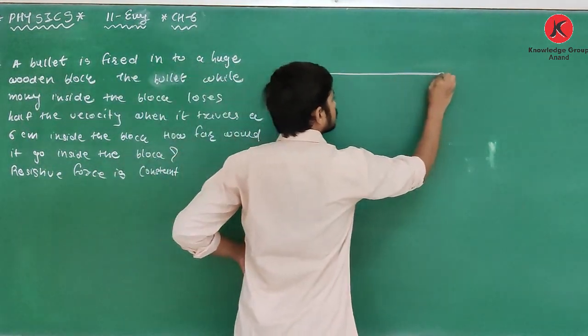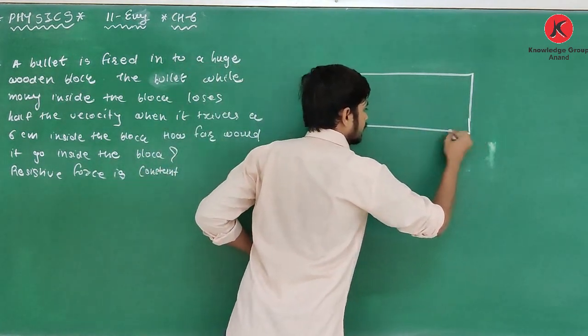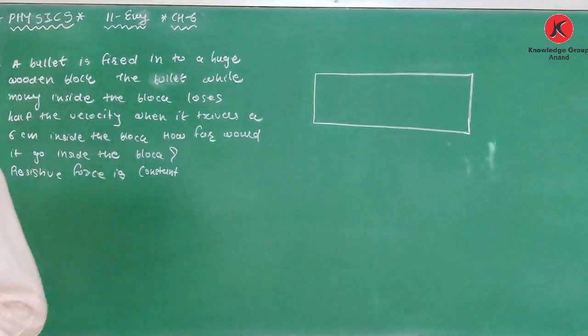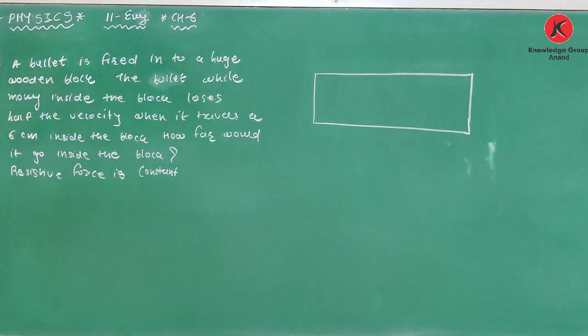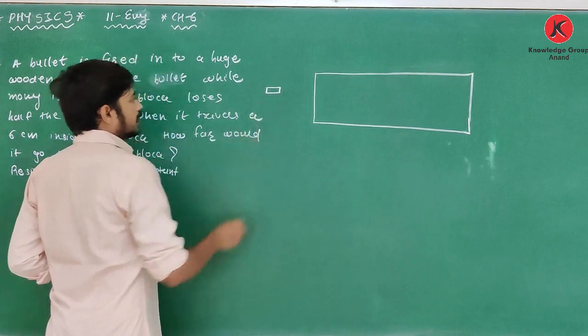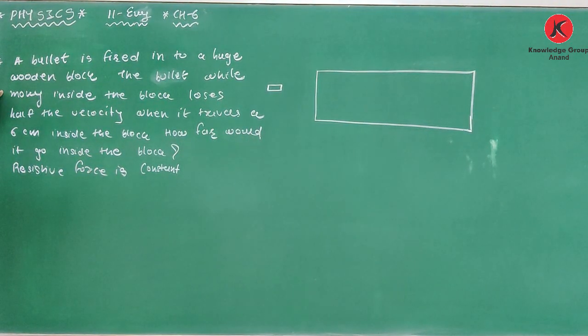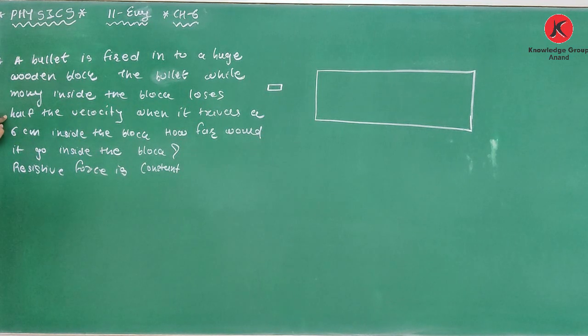Let it be one wooden block, a huge wooden block. A bullet is fired into a huge wooden block. While moving inside the block, it loses half its velocity when it travels a distance of 6 cm.